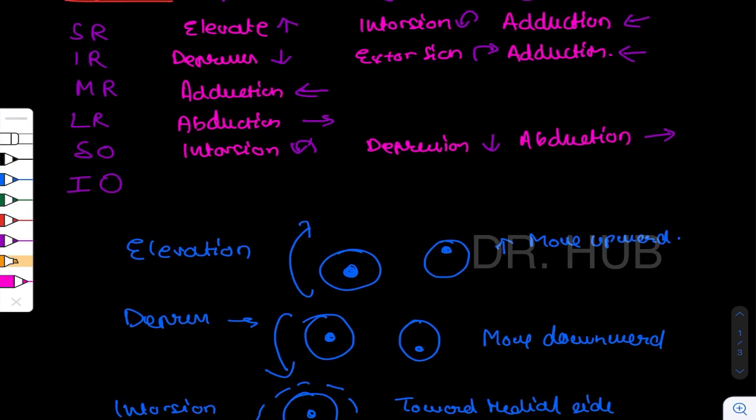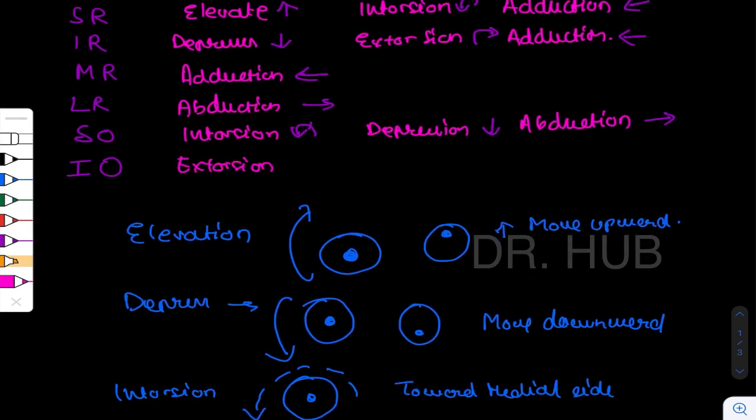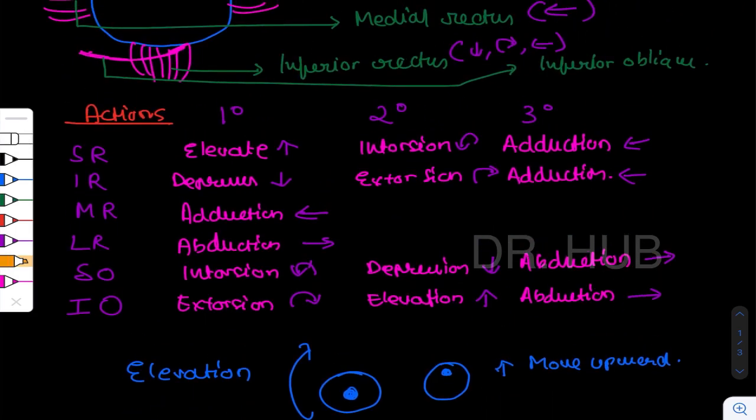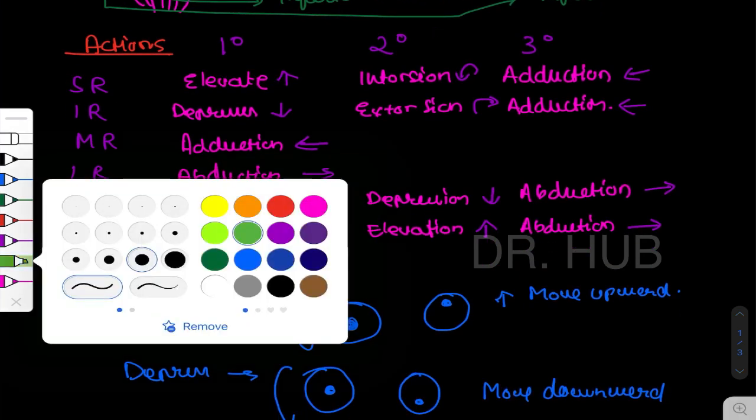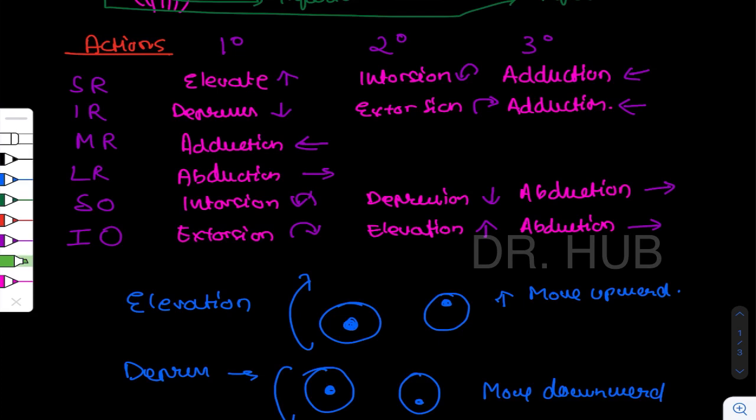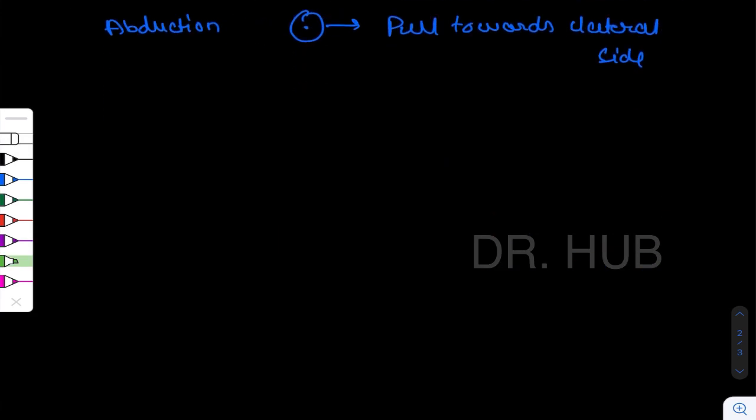Hopefully the arrows are making it simpler. Next we have inferior oblique with the primary function extorsion, then elevation and abduction. To quickly look at the function, it is superior rectus, it helps in elevation, then the inferior rectus, depression. Next we have adduction, abduction, intorsion and extorsion.